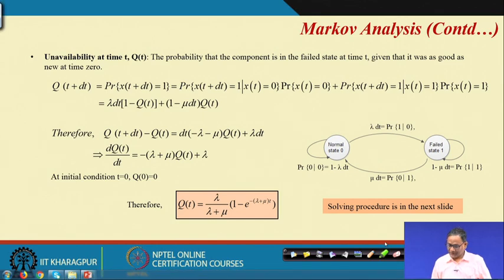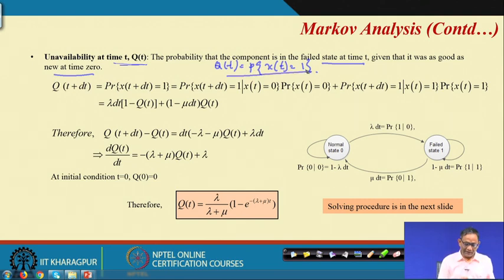So, you know what unavailability is: the probability that the component is in the fail state at time t, given that it was as good as new at time t equal to 0. So q t can be written as the probability that x t equals 1. Then we can write q of t plus delta t equals the probability that x t plus delta t equals 1.